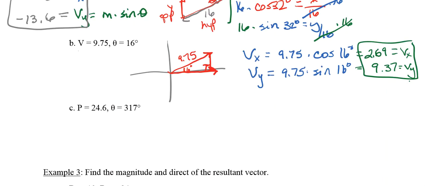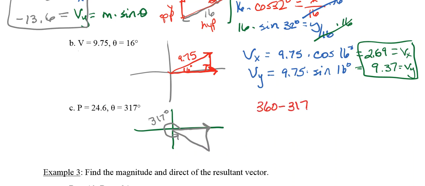The third example is given with a P. That's simply saying that, kind of like when we talked about a position vector, if I'm starting in standard position, 317 degrees, 90, 180, 270, so I'm over here in the fourth quadrant. I've gone 317 degrees, so I have to think about what my reference angle is. 360 minus 317, that gives me 43. So this is 43 degrees, and my magnitude of my resultant is 24.6.